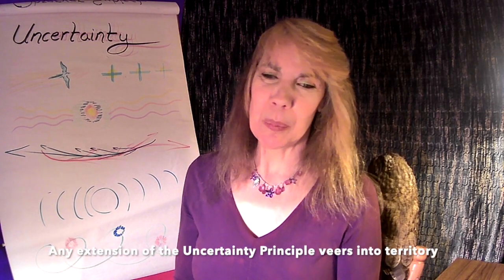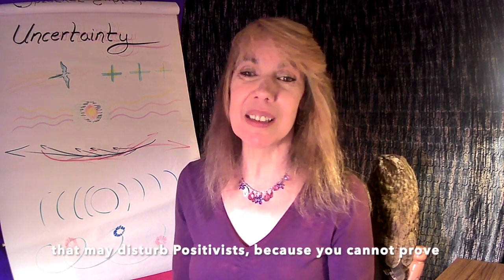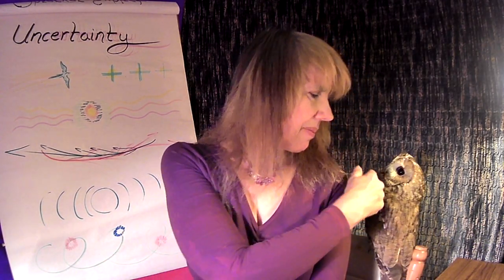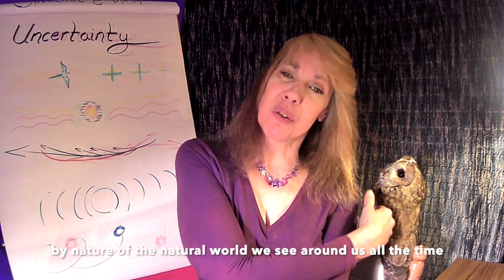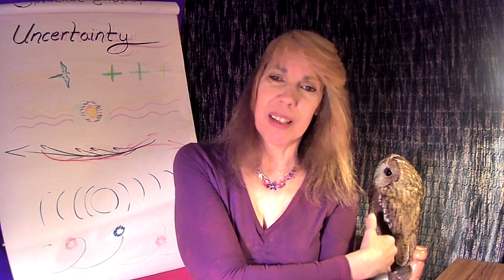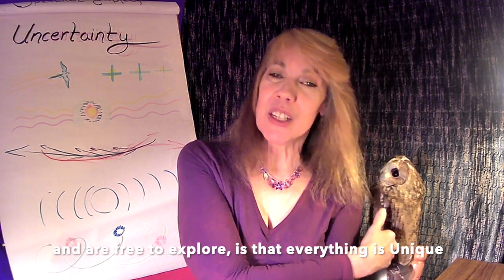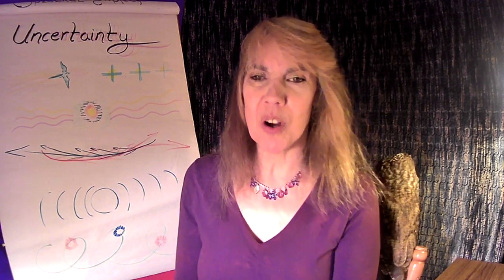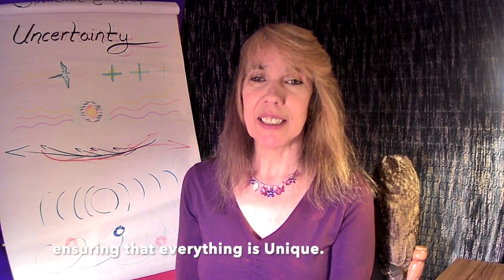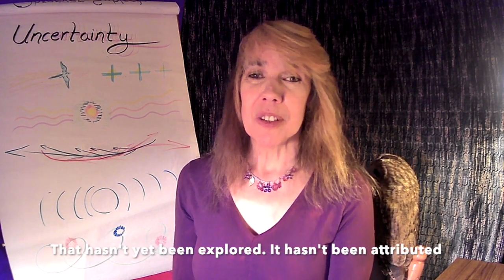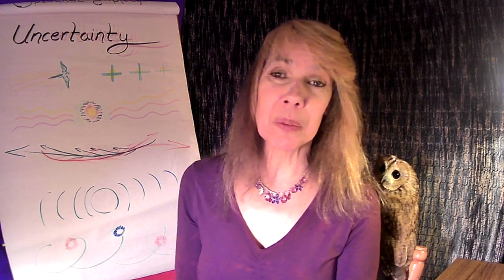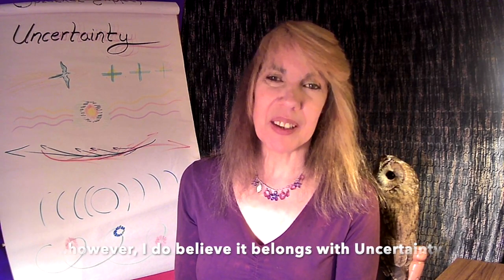Any extension of the uncertainty principle veers us into territory that essentially may disturb positivists, because you cannot prove something that is uncertain. But what we have seen by the nature of the natural world that we see around us all the time and are free to explore is that everything is unique, and therefore there has to be a natural principle at work in ensuring that everything is unique. That hasn't yet been explored. It hasn't been attributed to any particular quantum theory or principle. However, I do believe that it belongs with uncertainty.